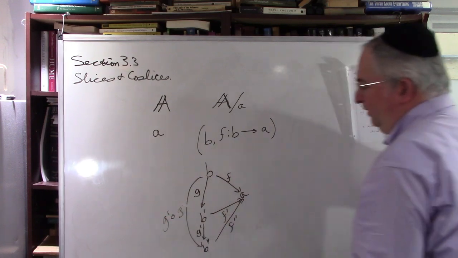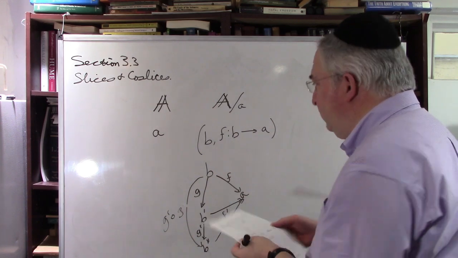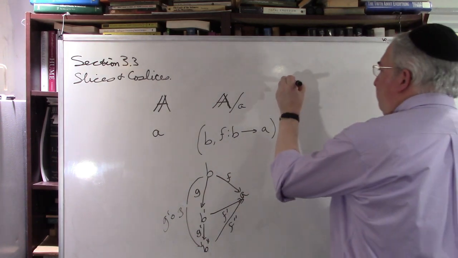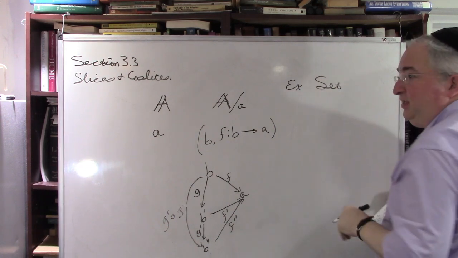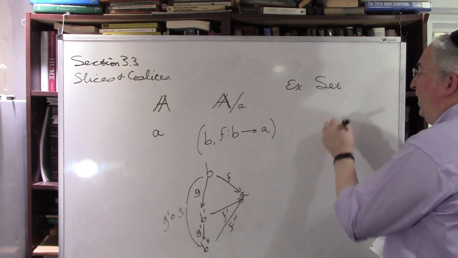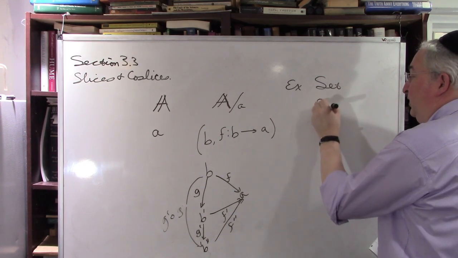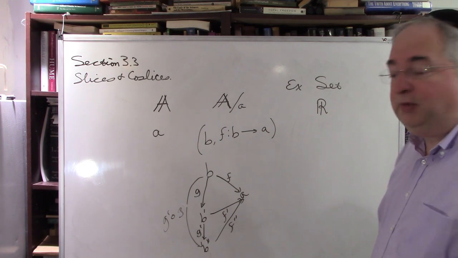Like that. Okay? So that's a slice category. Okay, great. So let's look at some examples. Okay, so you have the category of sets. That's our favorite category. We spent a lot of time on the category of sets. And here's a typical element of the category of sets, namely the real numbers.